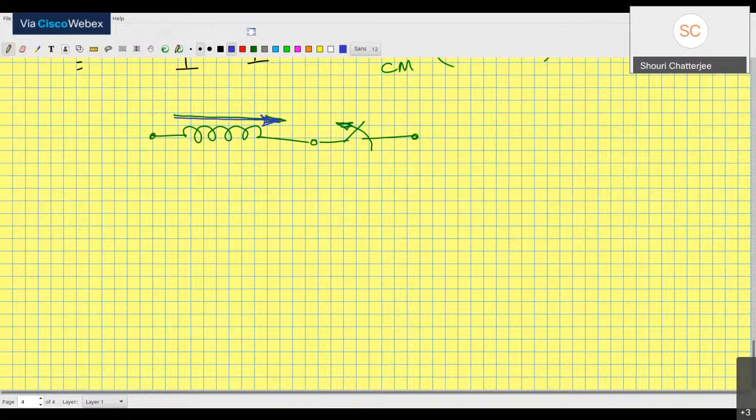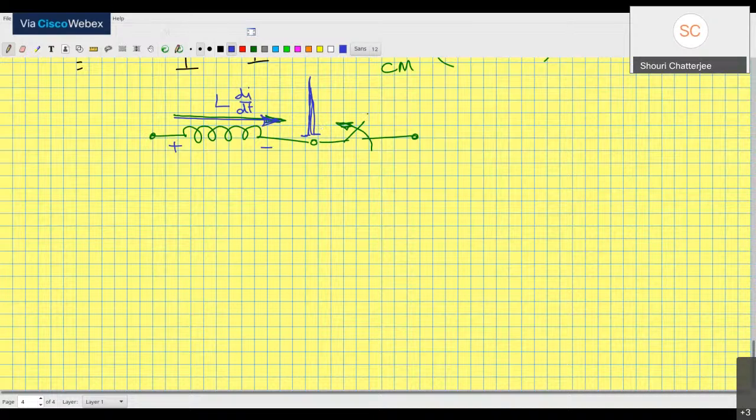Now, if you don't give a path for this current to go, you will have a huge spike of voltage over here because of L di by dt. Di by dt is now going to be negative. From a huge current, you are suddenly going to zero current. So you will get a minus potential drop across the inductor, which means the switch end of the inductor is going to get a huge potential spike.